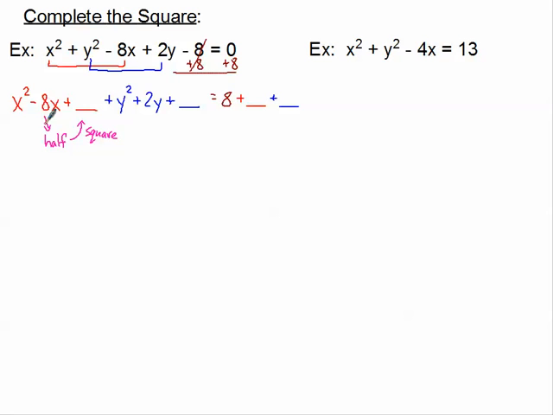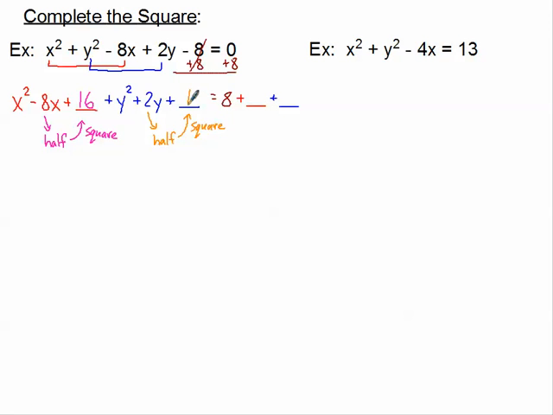And then when you take that half and square it, it goes up into the blank. So if I take this negative 8, cut it in half, I get negative 4. When I square it, I get positive 16. 16 is the number that would make this a perfect square trinomial. Same thing over here. I take half of this number, half of 2 is 1, and then I square it to go up and complete the square.